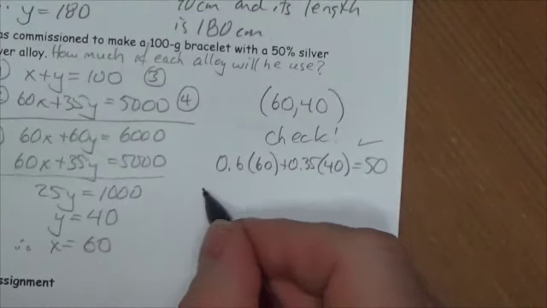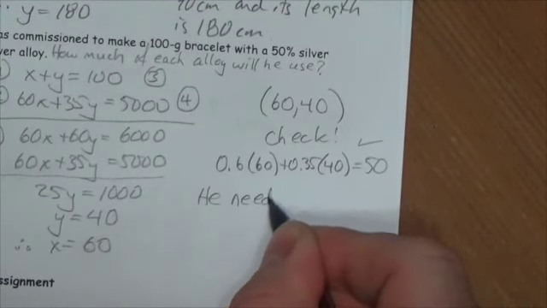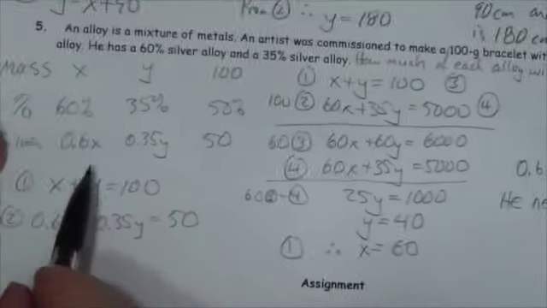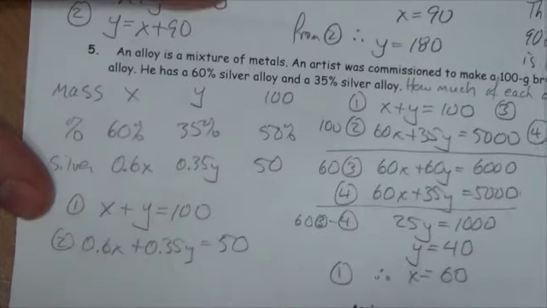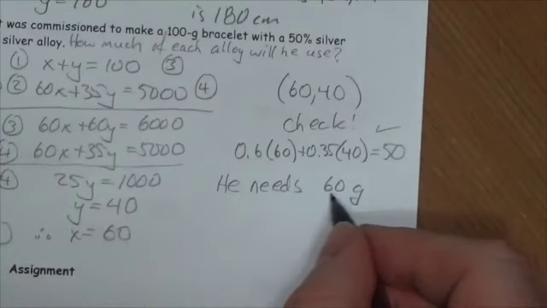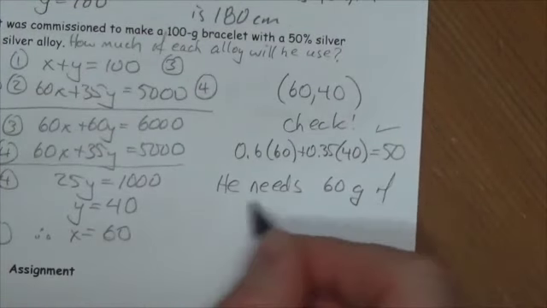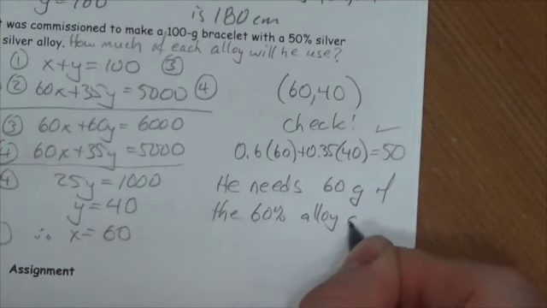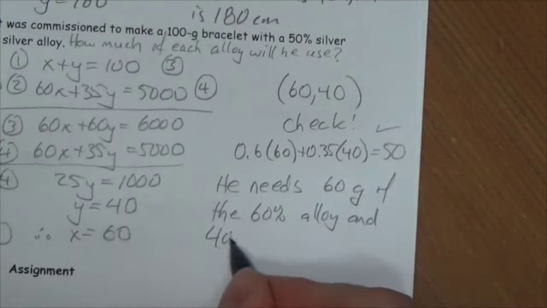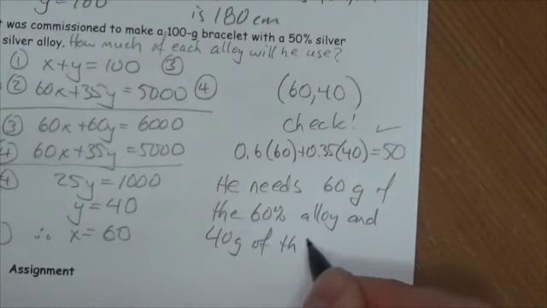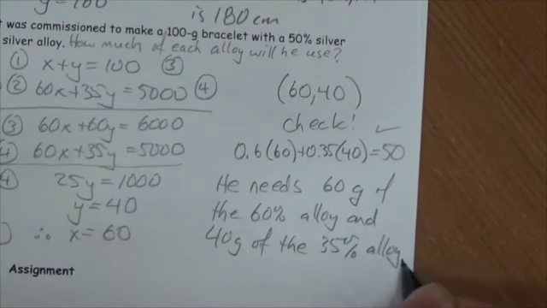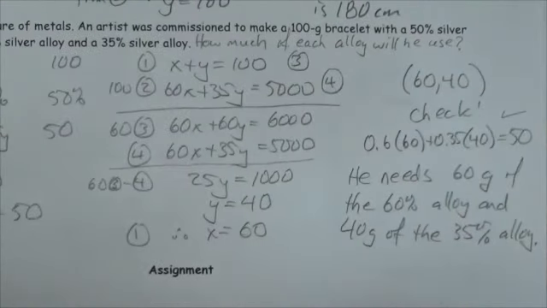So now I have to summarize my results. He needs 60 grams of x. Now x was the 60% alloy. So I need 60 grams of the 60% alloy and 40 grams of the 35% alloy. Okay, and there you go.